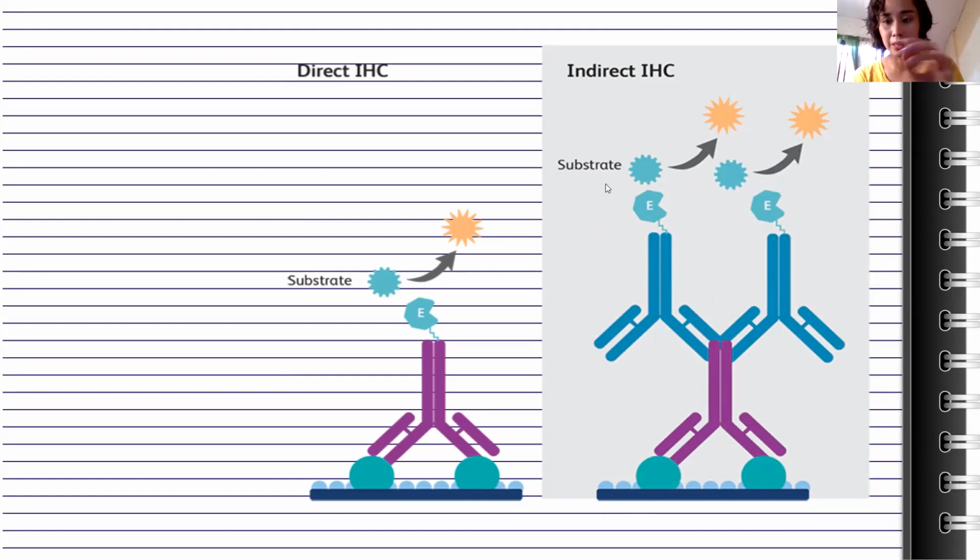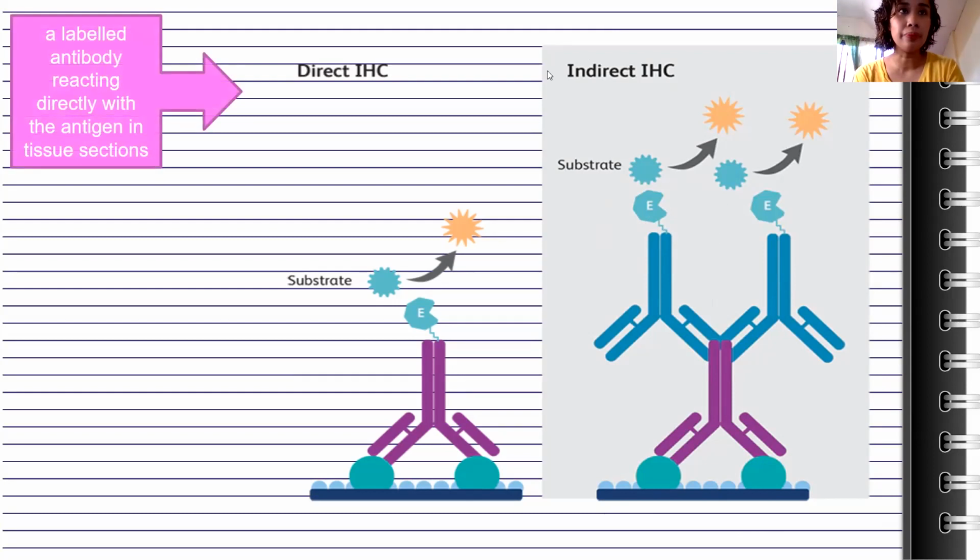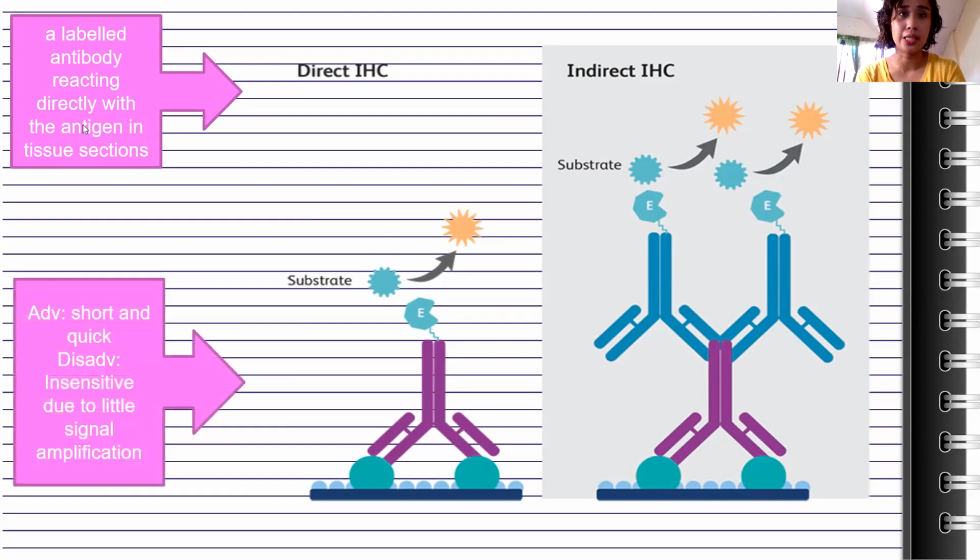So, class, ngayon, pag-usapan natin. Let's compare and contrast. When we say direct immunohistochemistry, a labeled antibody reacts directly with the antigen. The advantage of direct immunohistochemistry is that it's short and quick. However, it could be insensitive due to little signal amplification. Since the antigen and antibody reaction is so small, isang antigen, isang antibody, yun na, tapos na. So the problem is sometimes the signal could be so small.